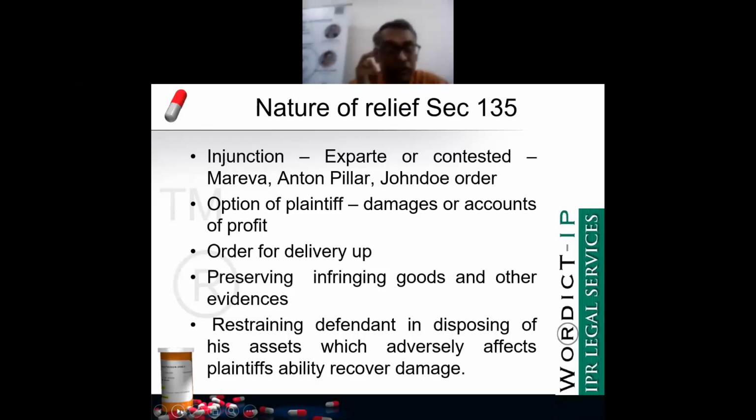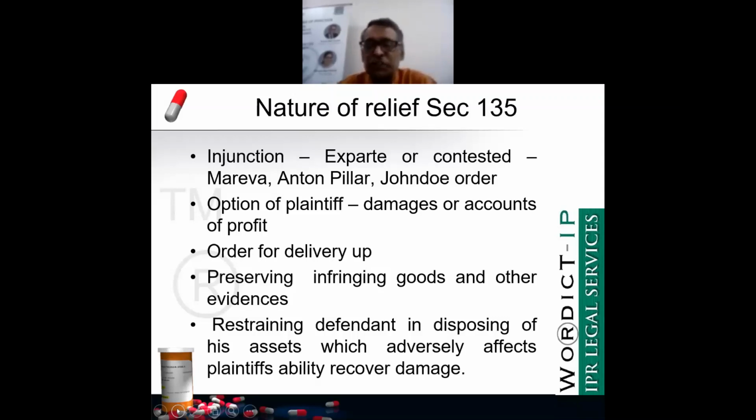So accounts of profit works in 2 or 3 different ways. Now, next is order for delivery up. Order for delivery up is very simple. You ask for appointment of commissioner under Order 26. The commissioner goes to the concerned place, then he seizes material and puts them in one place.